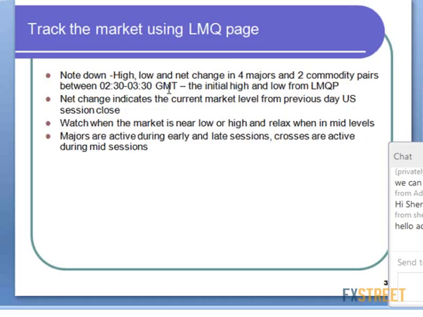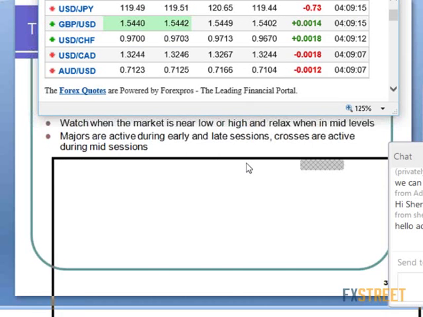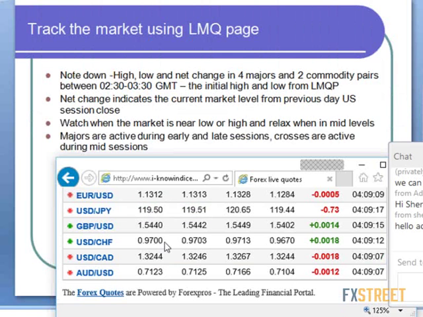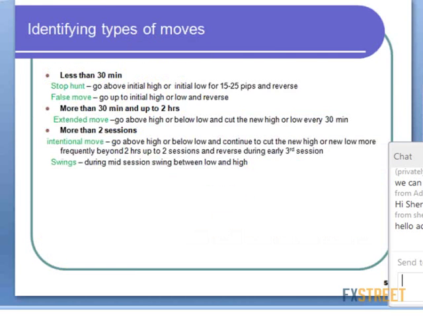So first of all, market reading: we note down the initial lows and the highs around 3:30 GMT and compare them with the session we have, with the help of the live market page, to find where exactly the market is. And then we will be able to find out the type of moves they are making in the market. The types of moves, namely the stop and false move, extended move, intentional move, and the swings.